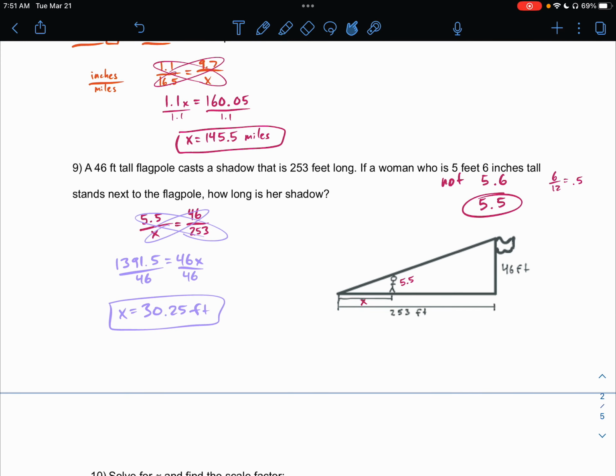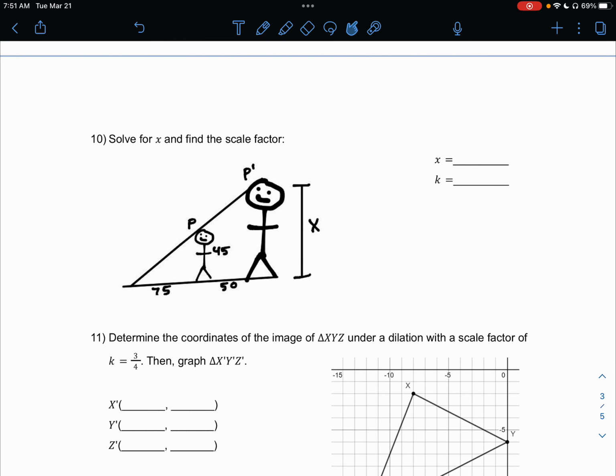And that's how to do number 9. All right. Next one. All right, number 10.